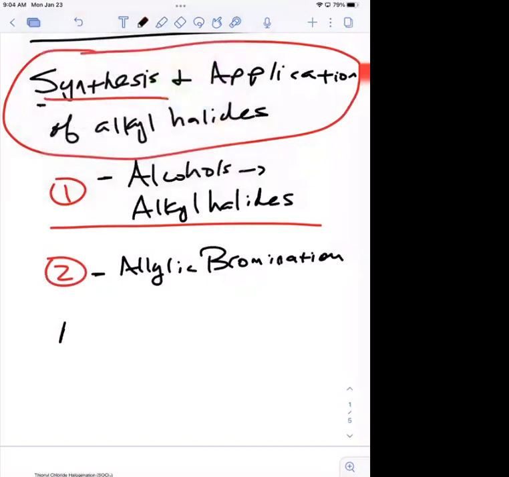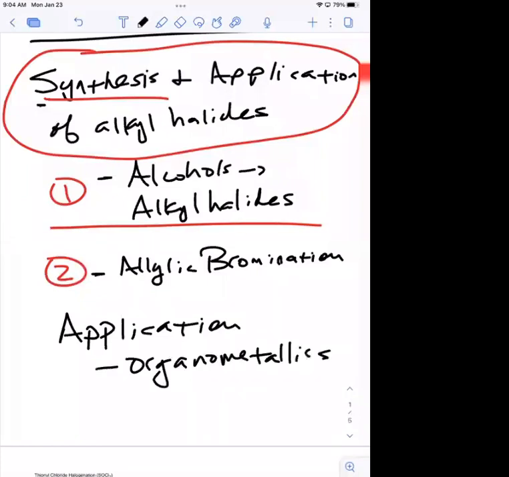We're going to talk about a couple of things. We're going to talk about organometallics. And substitution and elimination. So let me just put that. Right, and how to use alkyl halides in those reactions. But first we need to talk about how to make them. And then once we talk about how to make them, then we will discuss how to use them. So that's this whole section.